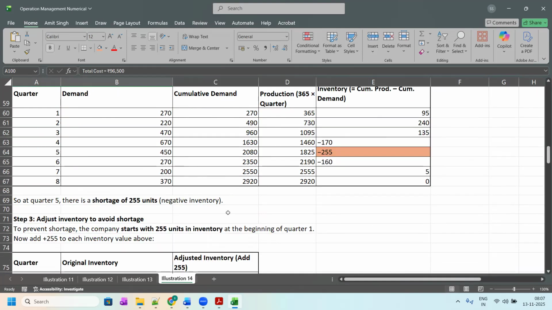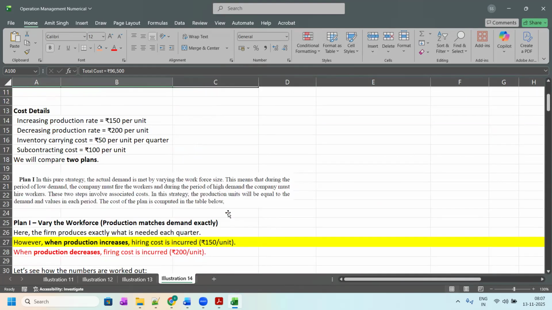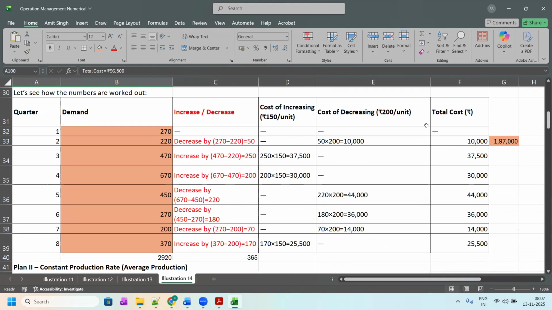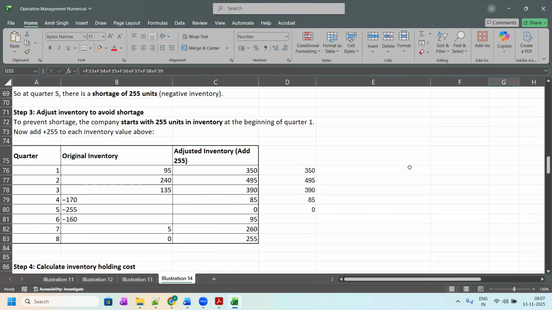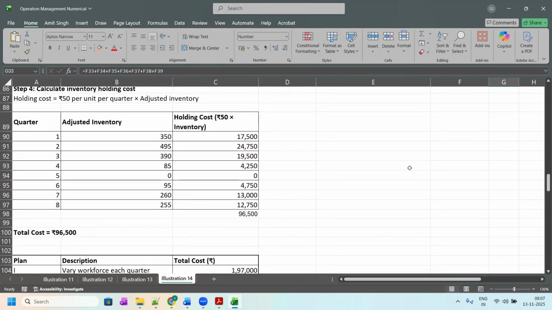From the first method, plan A, you got the total cost of 1,97,000. With plan B, you got the total cost of 96,500. So 96,500 is pretty less than the 1,97,000 you had from plan A. Clear? Yes, sir.